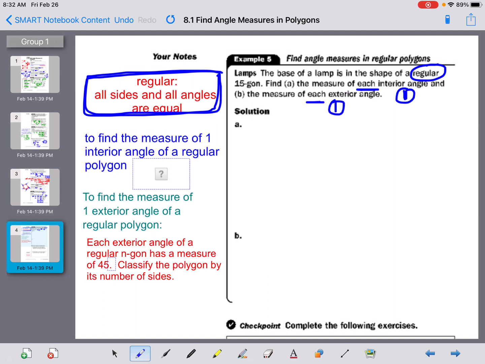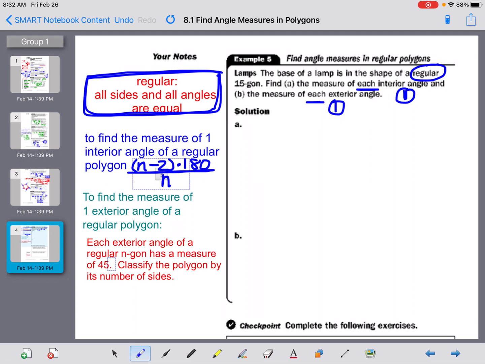Okay, to find the measure of one interior angle of a polygon, I'm going to give you a formula. Remember, we were doing n minus 2 times 180, and that gave us all the angles added up inside the polygon. But on a regular polygon, they're all exactly the same. So if I take n minus 2 times 180, I get this great big number maybe. If I divide it by how many sides there are, or angles there are, I can find the measure of just one of those angles, okay?